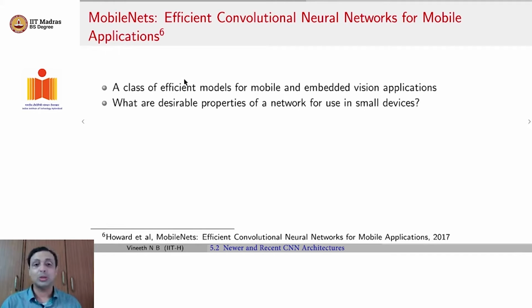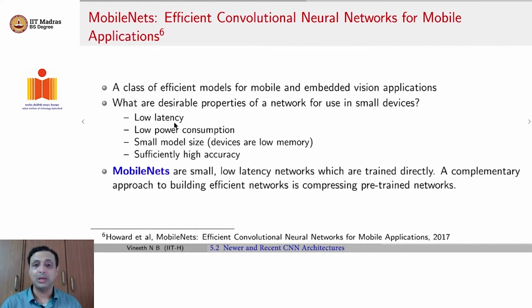Mobile nets was one such effort, which refers to a class of efficient models for mobile and embedded vision applications. It was developed in 2017 for the first time. And before we describe mobile nets, what are the desirable properties of a CNN for use in small devices?